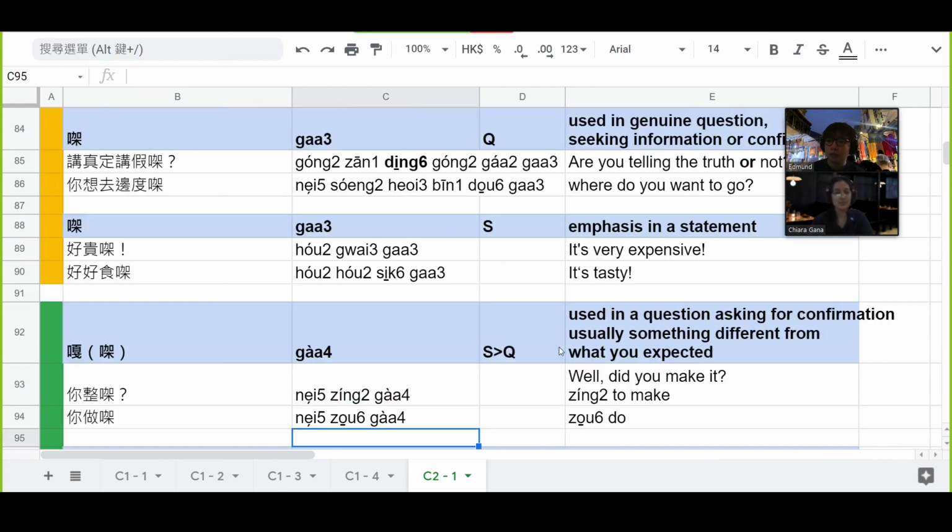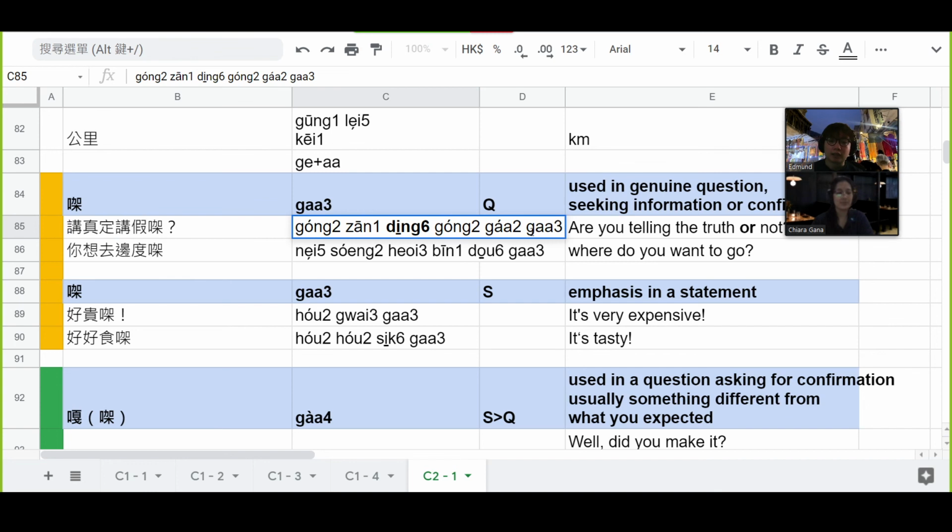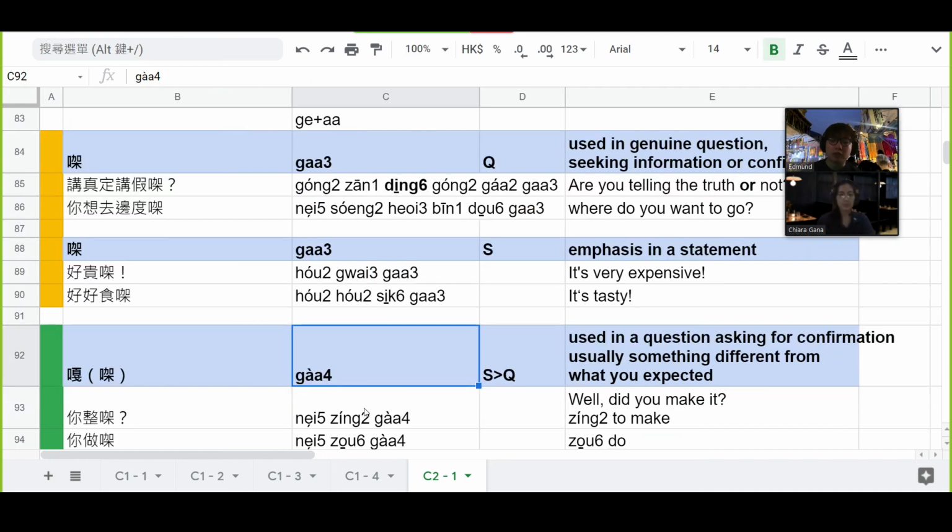Fourth tone again. If we look at the question here, for example, 講真定講假 is a question already on its own, without the 㗎 ga. So you cannot say 你講真定講假㗎. If you want to use 假 with this, you can either say 講真㗎 or 講假㗎. Because 講真 is telling the truth, 講假 is telling something not true. So you can say 講真㗎, 講假㗎, but you cannot say 講真定講假㗎 because it's already a question.